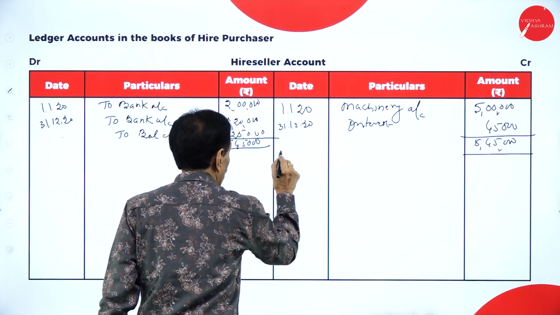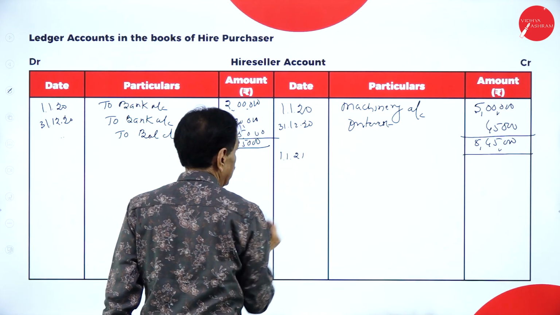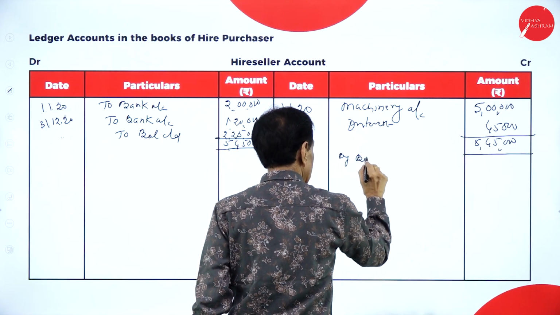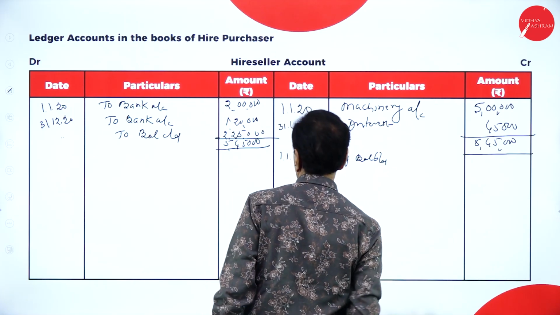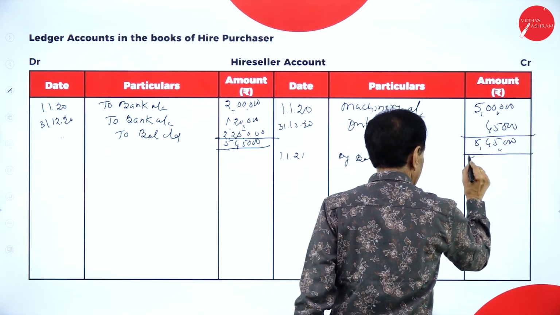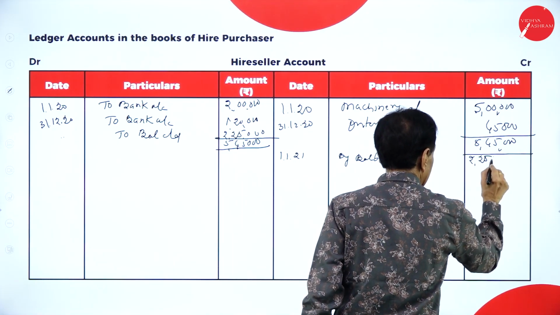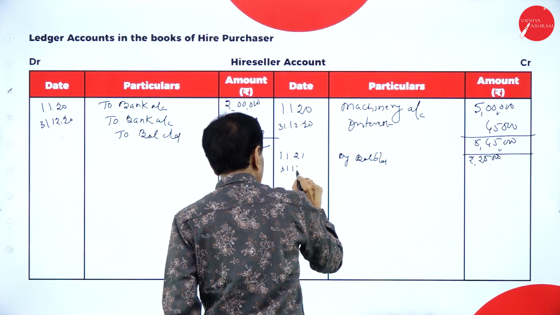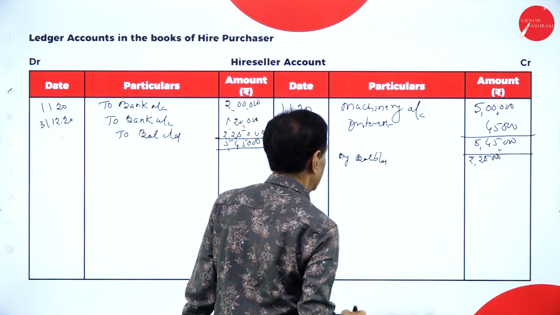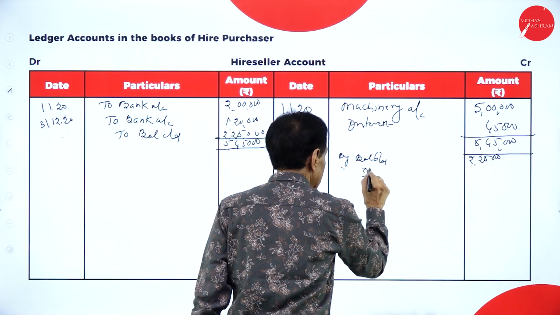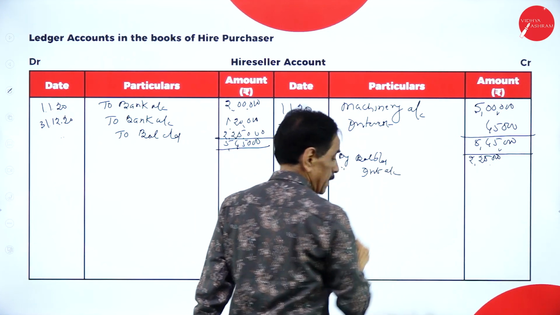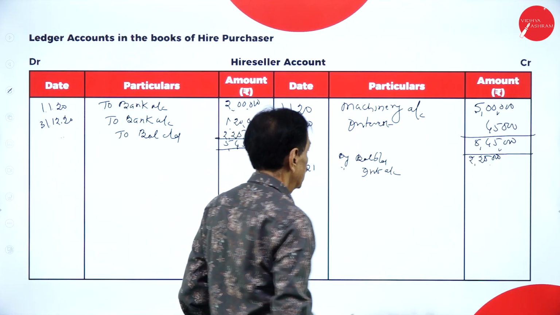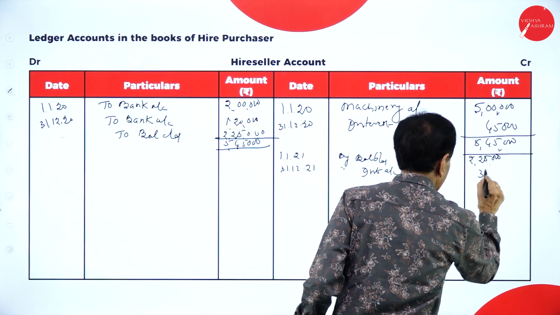Then 1/1/2021, by balance brought down, 2,25,000. 31st December 21, by interest, second year 33,750.